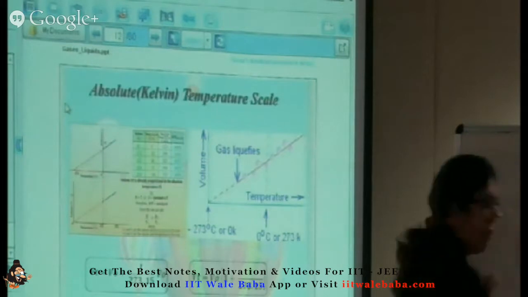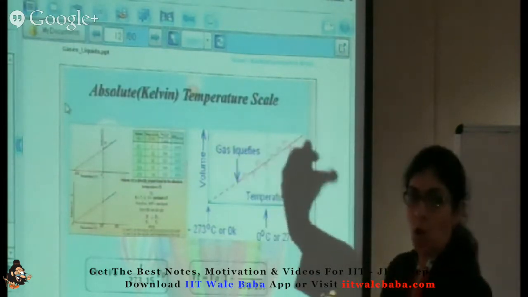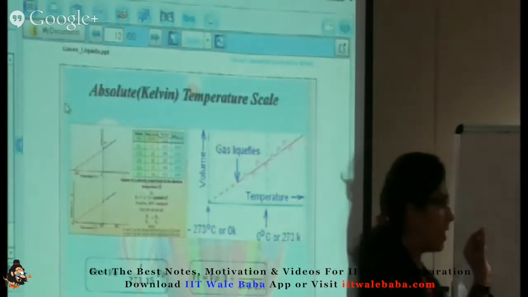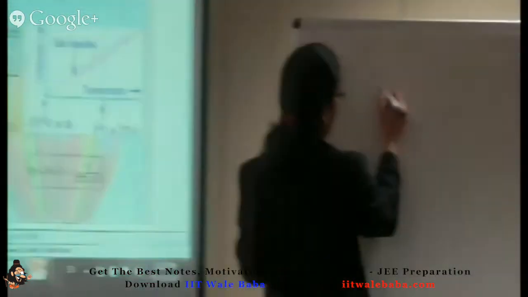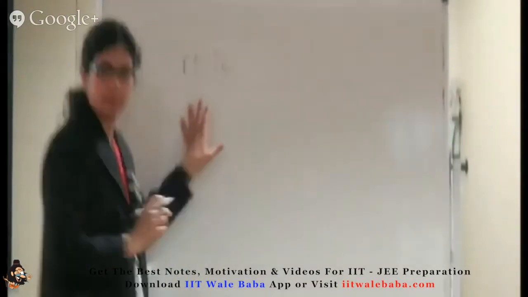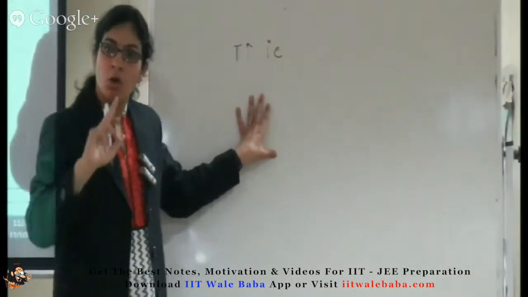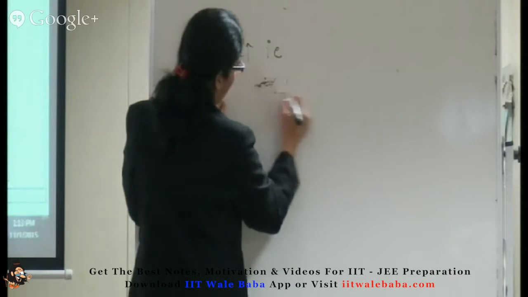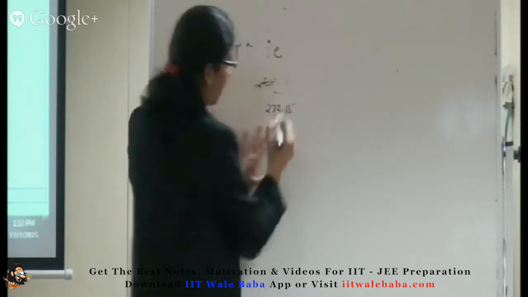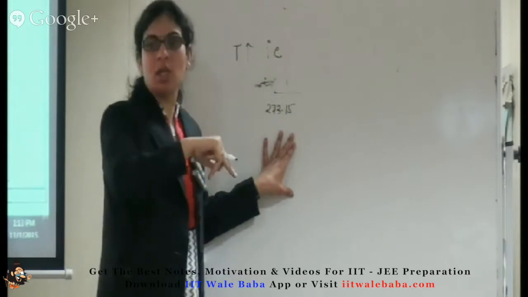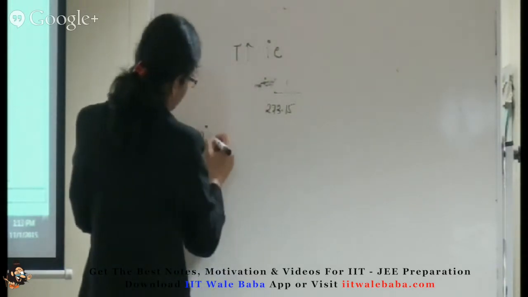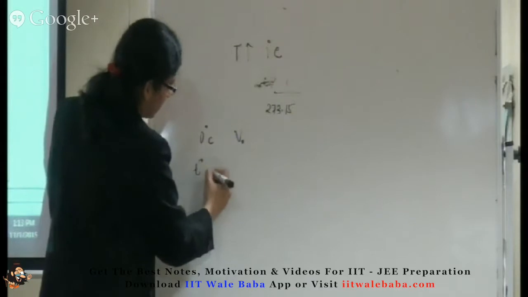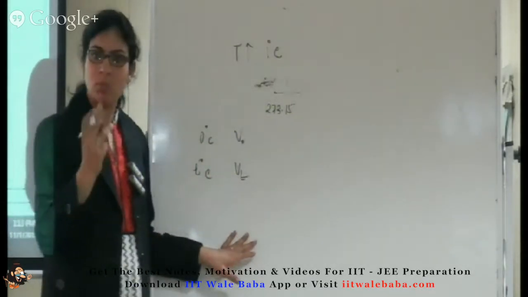Actually, before giving this law, Charles observed the behavior of gases, what happens if you increase the temperature. So what he observed was that if you increase the temperature by 1 degree Celsius, the volume increases by 1 upon 273.15 times the original volume. Say the volume at 0 degree Celsius is V0, and at any other temperature T degree Celsius it is Vt. So what is the relation between the two?